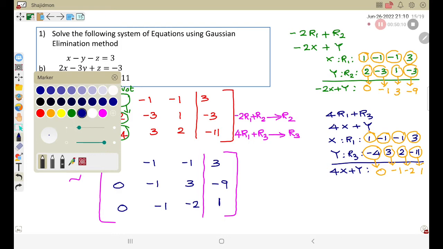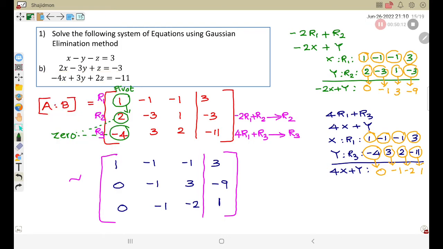Okay, now what is the next step? This diagonal number is better to be 1, this number better to be 1, not necessary but better to be 1. So minus 1, if you want to change it to 1, that row you need to change. Second row we need to change. What I wrote: second row divided by the same number, minus 1, correct, divided by the same number.